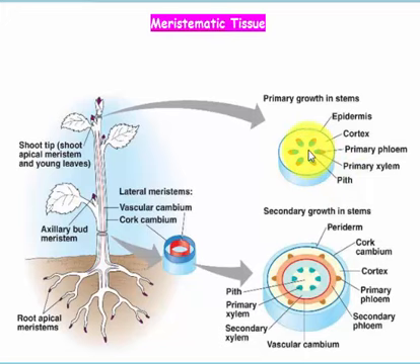Lateral meristems. Lateral meristems account for secondary growth in plants. Secondary growth is generally horizontal growth or sideways growth. There are two types of lateral meristems: the vascular cambium and cork cambium.